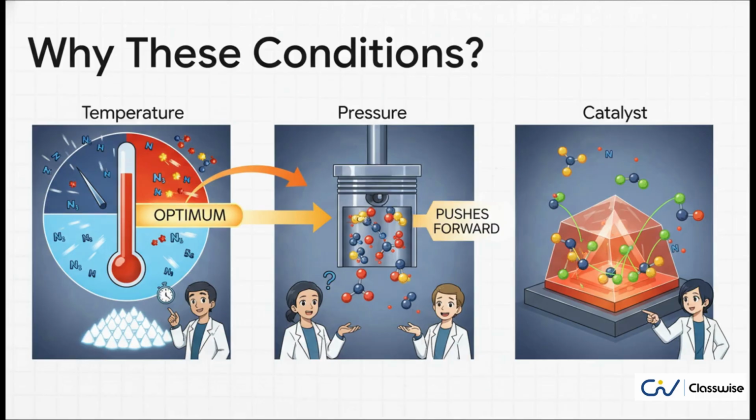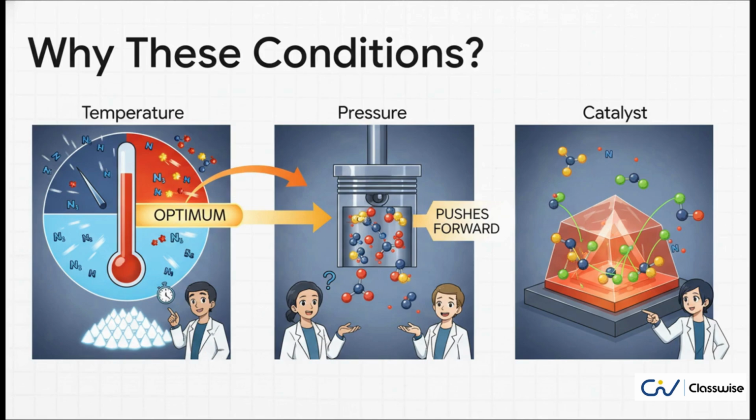Well, it's a brilliant chemical balancing act. The reaction to make ammonia actually gives off heat. Now that means a lower temperature would technically give you a better yield of ammonia. The problem? At low temperatures, the reaction is just painfully slow. So 450-500 degrees is the perfect compromise. It's hot enough to go fast, but not so hot that you destroy your yield.